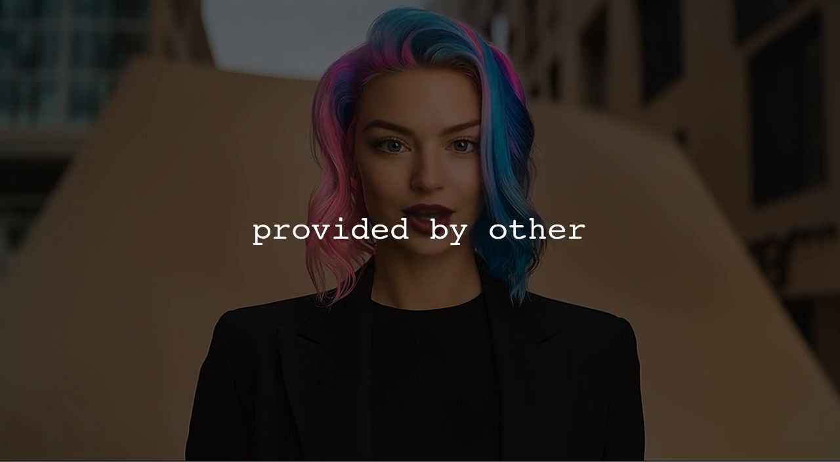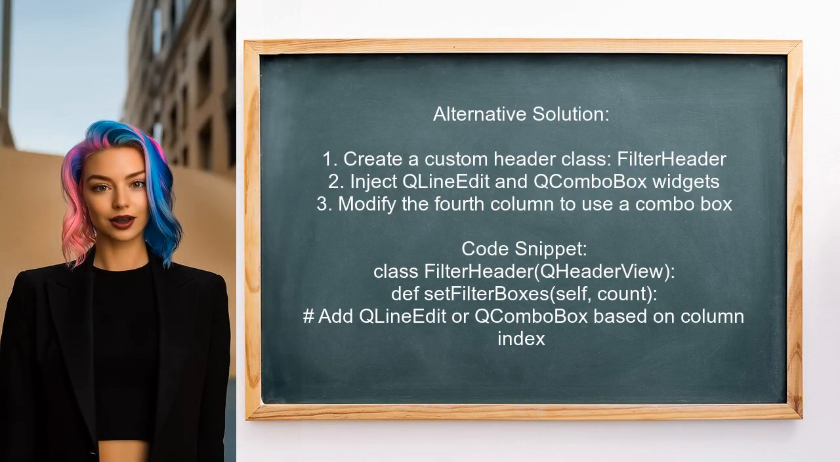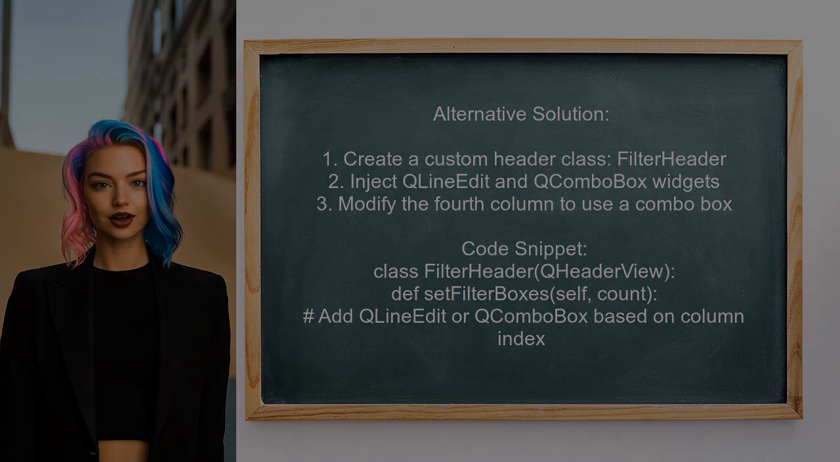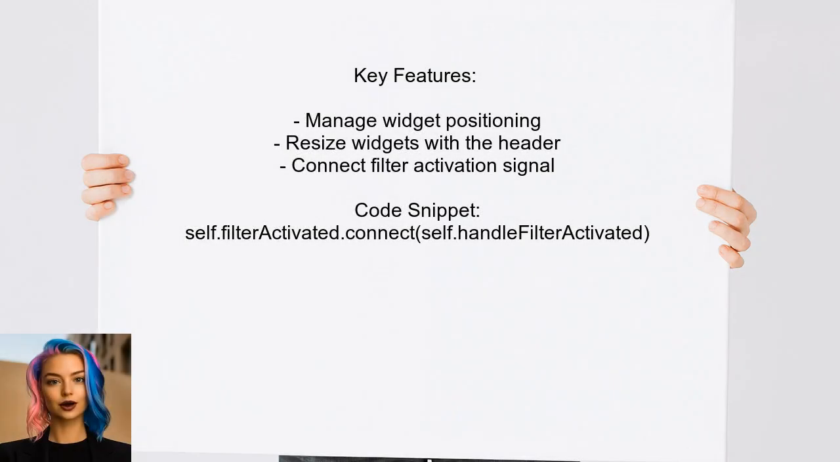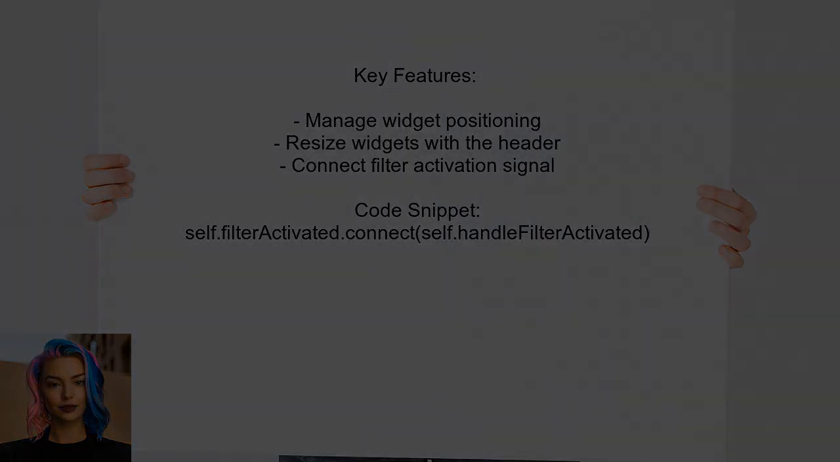Now, let's look at the answers provided by other users. An alternative approach shared by a user involves creating a custom header class called FilterHeader. This class allows you to inject widgets like QLineEdit and QComboBox between the QHeaderView and QTableView. The user has modified the original code to include a combo box in the fourth column. The FilterHeader class manages the positioning and resizing of these widgets, ensuring they align correctly with the table columns. The user also connects a signal to handle filter activation when the user interacts with the widgets.